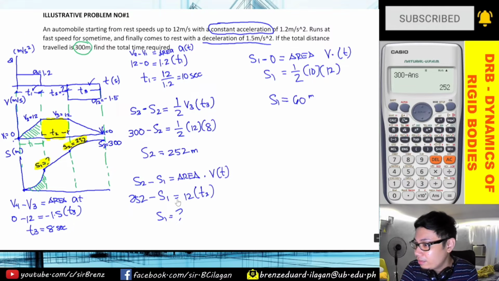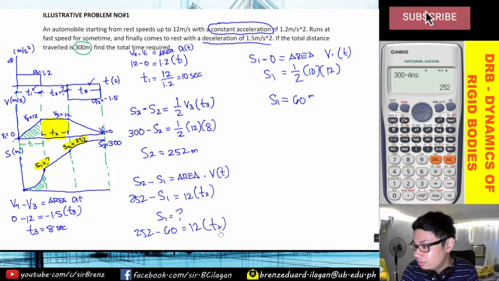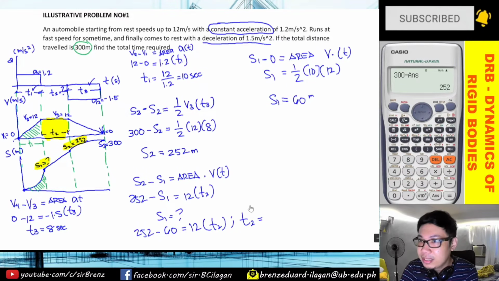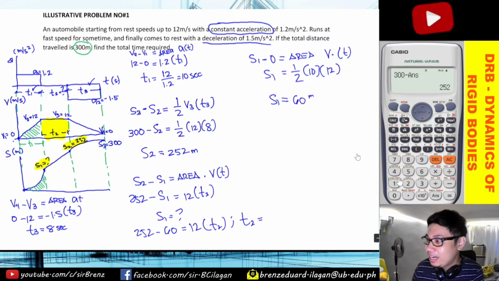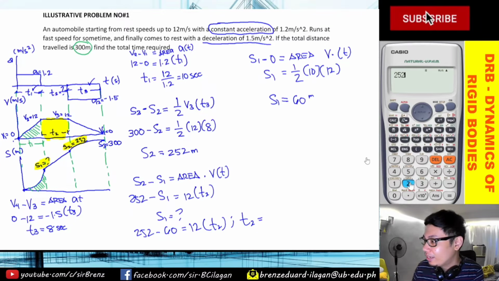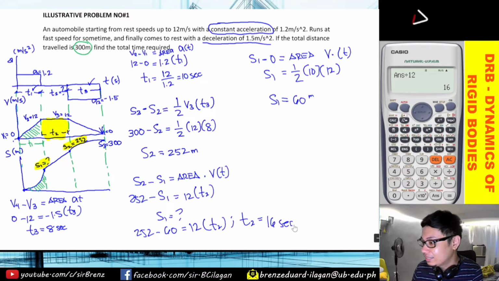And then tsaka pa lang natin pala masosolve to. So 252 minus 60 is equals to 12 times T2. Chika lang palang mas madali rin yung motion curve. Pero may mga madaling problem to eh. Nagkataon sigurong mahirap agad yung napili natin. So, 252 minus 60 divided by 12. So, the time 2 is 16 seconds.